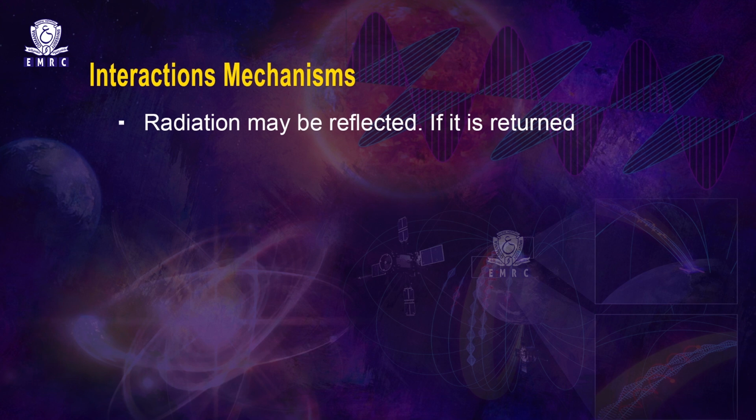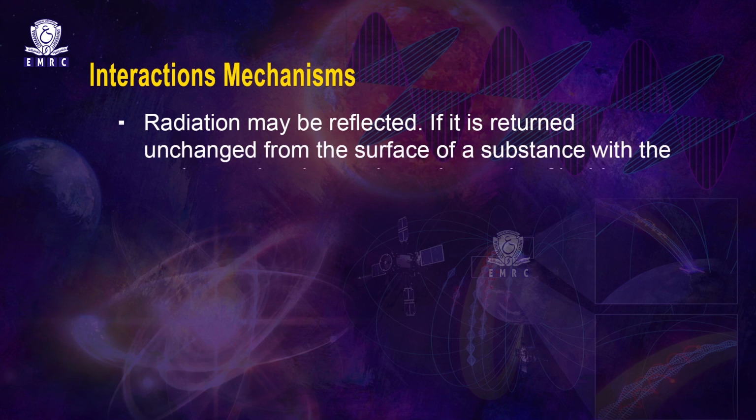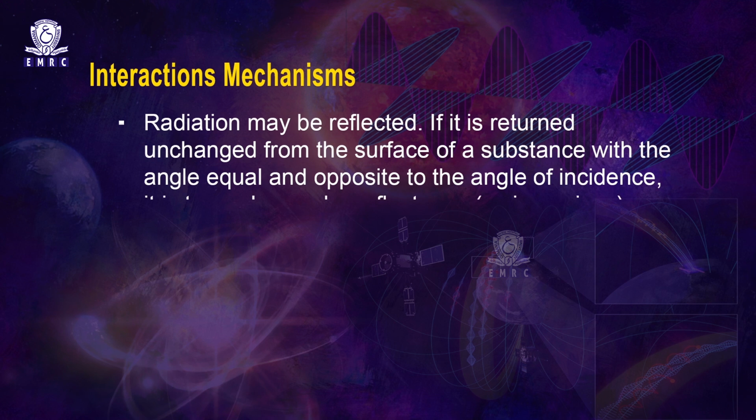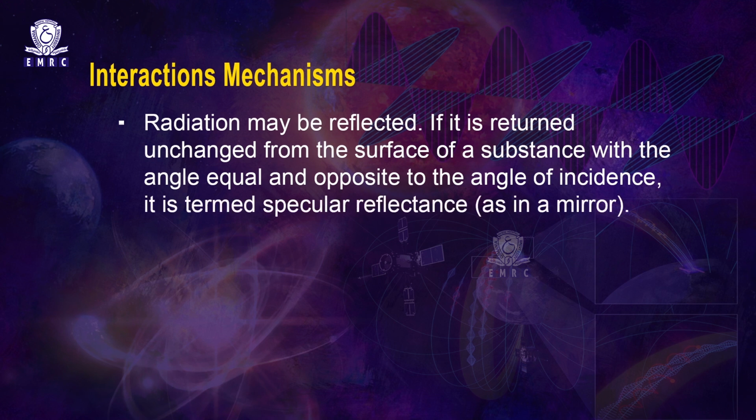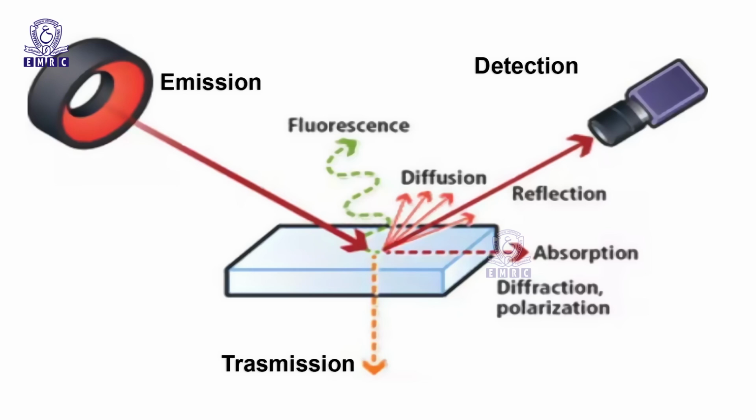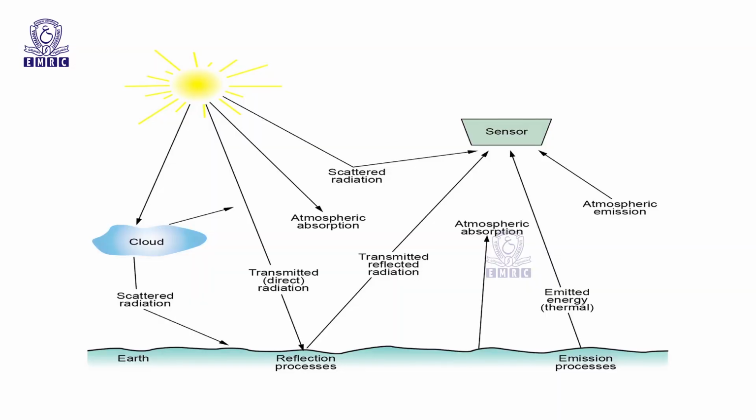Radiation may be reflected. If it is returned unchanged from the surface of the substance with an angle equal and opposite to the angle of incidence, it is termed specular reflectance, as in a mirror. If radiance is reflected equally in all directions, it is termed diffuse. Real materials lie somewhere in between. The interactions with any particular form of matter are selective with regard to the electromagnetic radiation and are specific for that form of matter, depending primarily upon its surface properties and atomic and molecular structure.